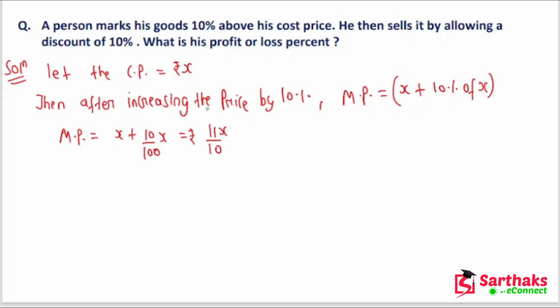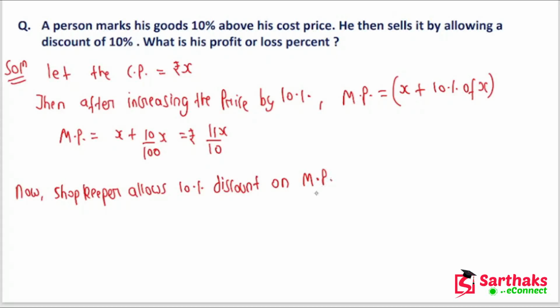Now we have the cost price of the article, and we have the mark price. Now what he does is he allows 10% discount on this marked price. So the shopkeeper allows 10% discount on the mark price. Let us calculate what is the 10% discount.